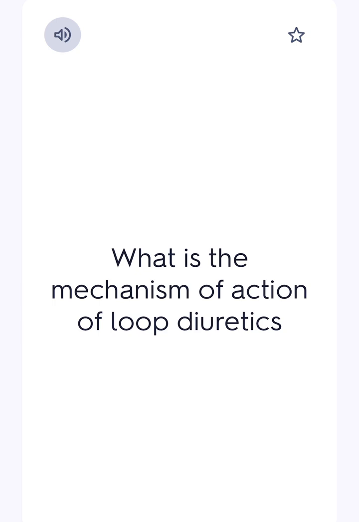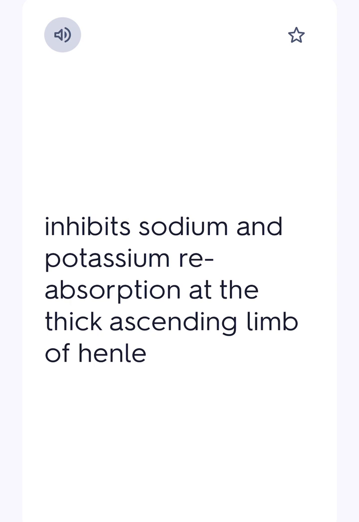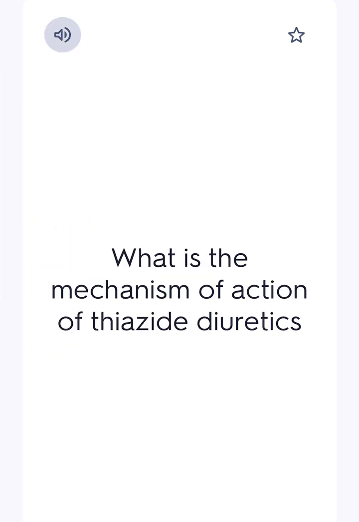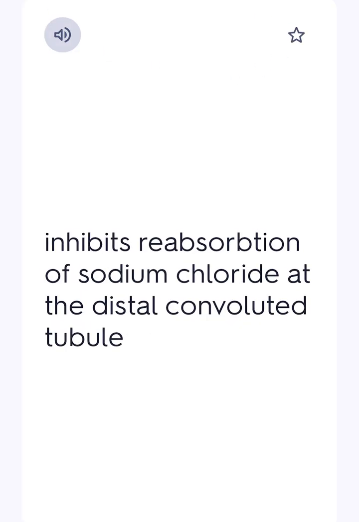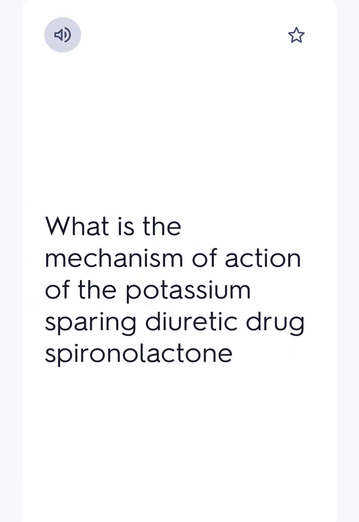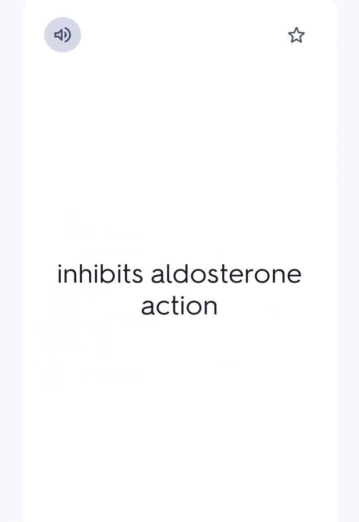What is the mechanism of action of loop diuretics? Inhibits sodium and potassium reabsorption at the thick ascending limb of Henle. What is the mechanism of action of thiazide diuretics? Inhibits reabsorption of sodium chloride at the distal convoluted tubule. What is the mechanism of action of the potassium-sparing diuretic drug spironolactone? Inhibits aldosterone action.